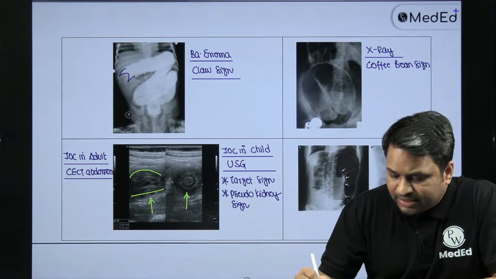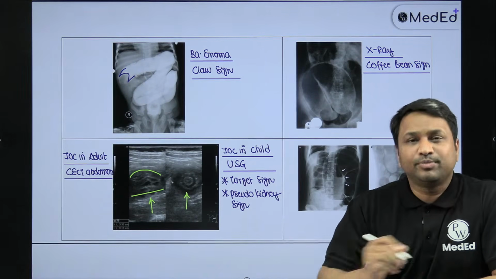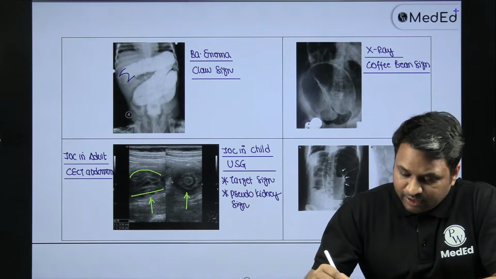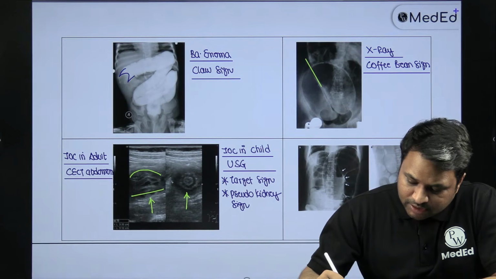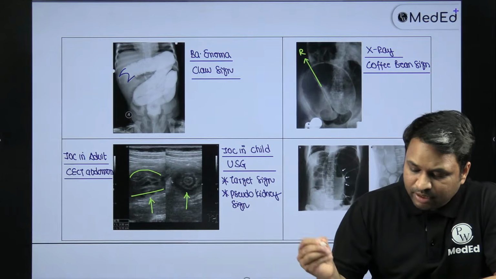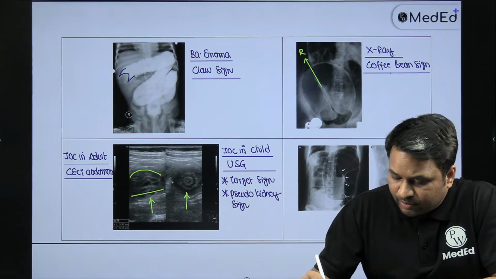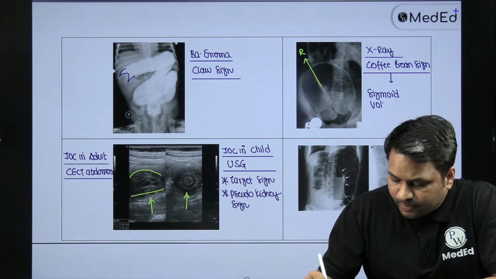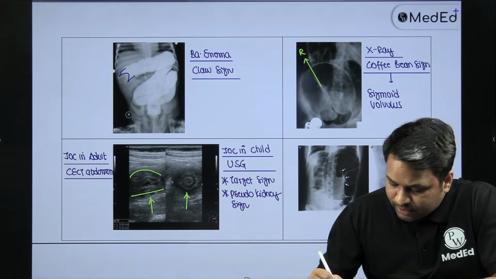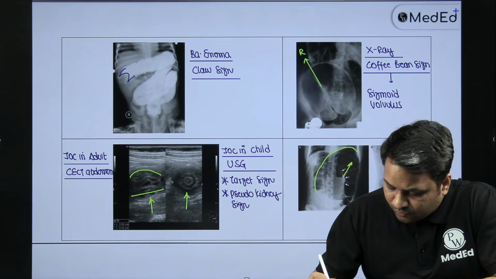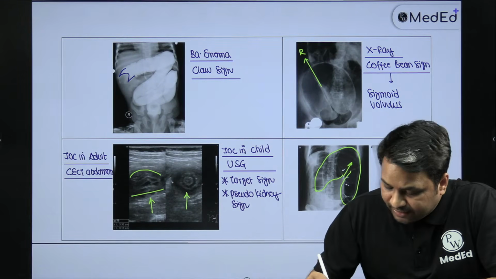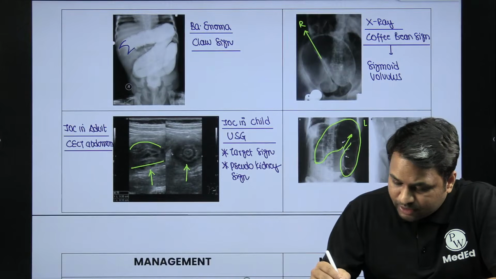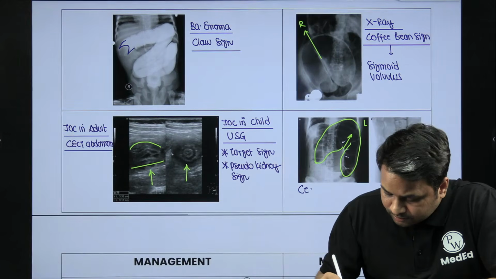Now, when you look at this coffee bean sign, what volvulus do you think it is? Is it a sigmoid volvulus or a cecal volvulus? If the coffee bean is pointing towards the right upper abdomen, then it is going to be your sigmoid volvulus. And if it is pointing towards the left upper abdomen, then it is your cecal volvulus.